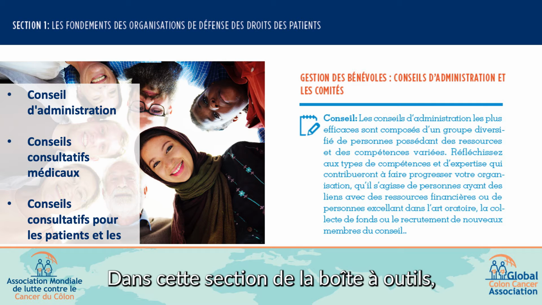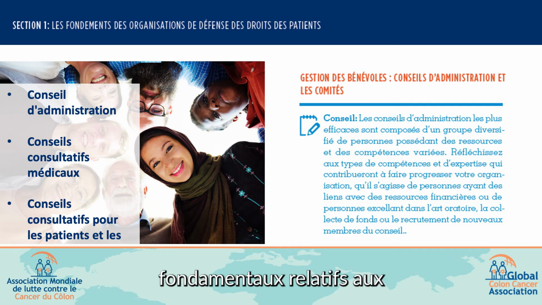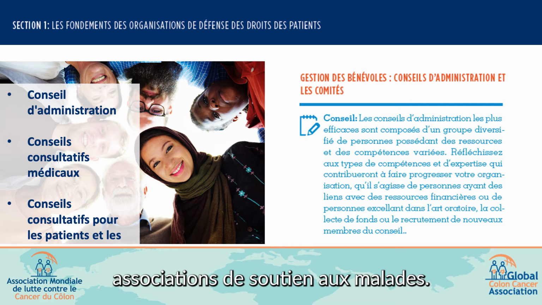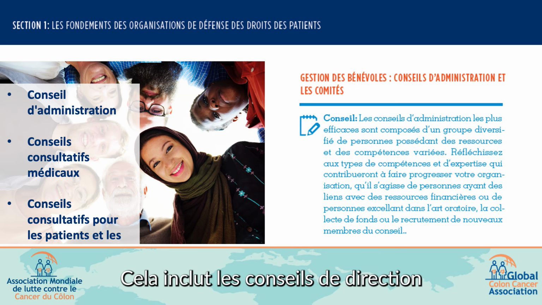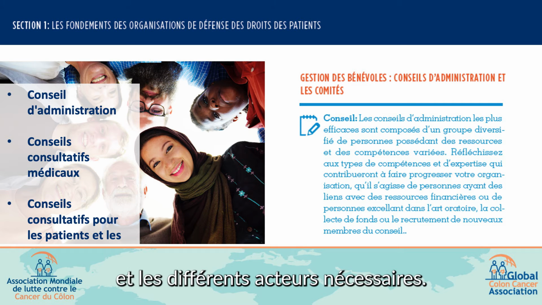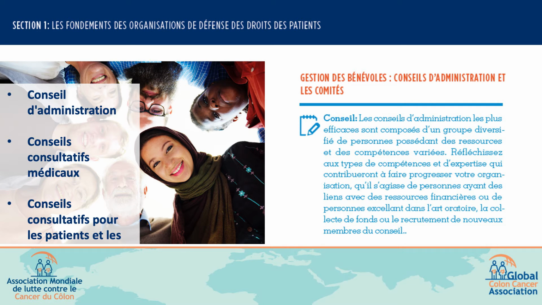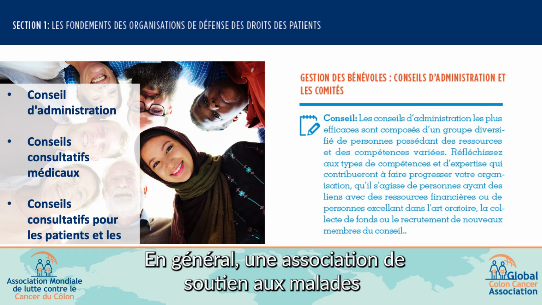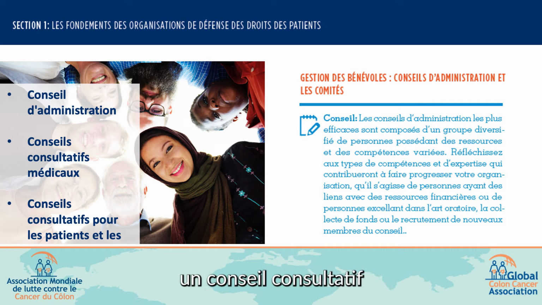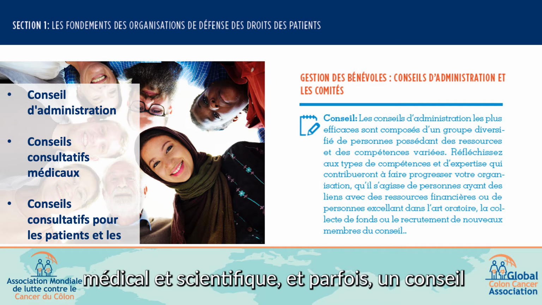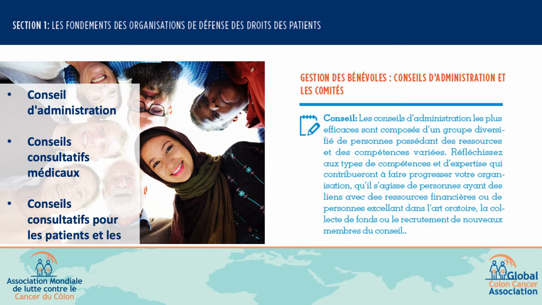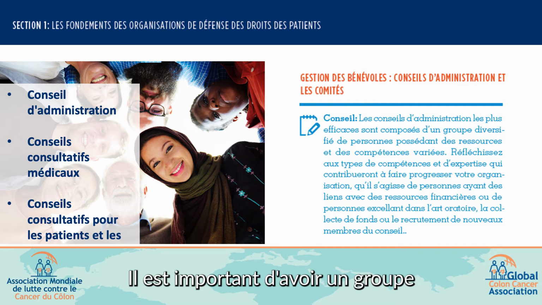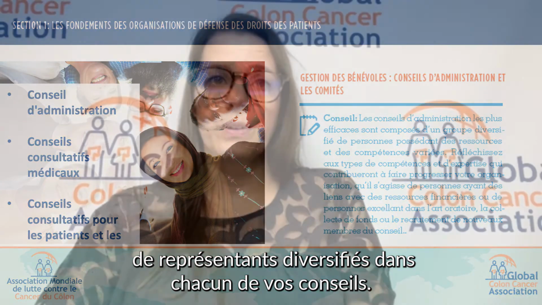In this section of the toolkit, you'll find information about the fundamentals of patient advocacy organizations. This includes what leadership boards and committees are needed. Typically, a patient advocacy organization will have a board of directors, a medical scientific advisory board, and a patient and caregiver advisory board. It is important to have a diverse group of individuals on each of your boards.